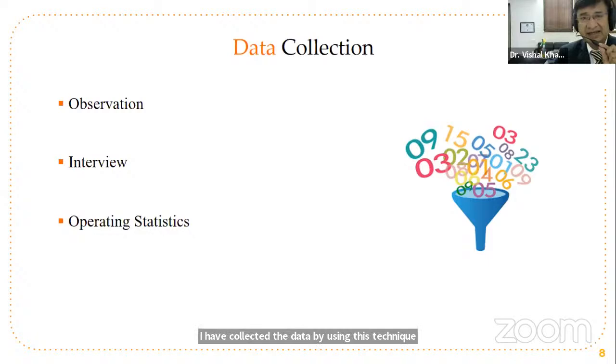Because when we are writing a case, we are required to write the factual information which is happening in the society. And that is only possible through certain techniques. What are the techniques by which we are able to collect this factual information? These are the three suggested ways by which we are able to collect the data: observations, interview, and operating statistics. Then I will discuss what observation is.